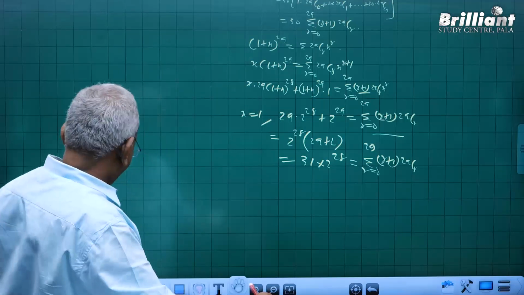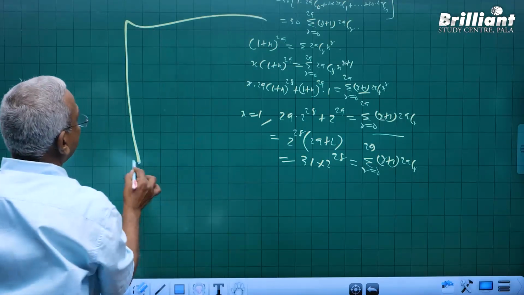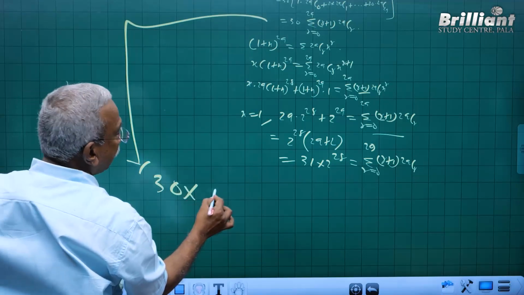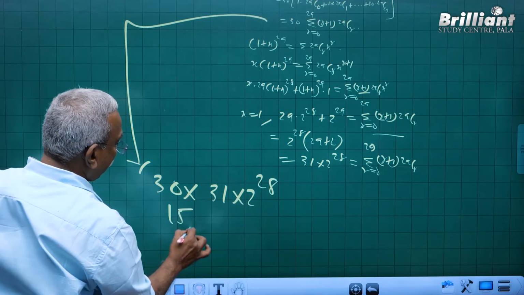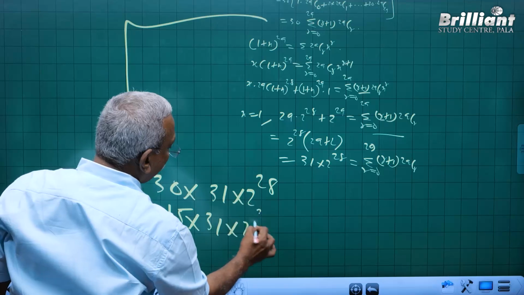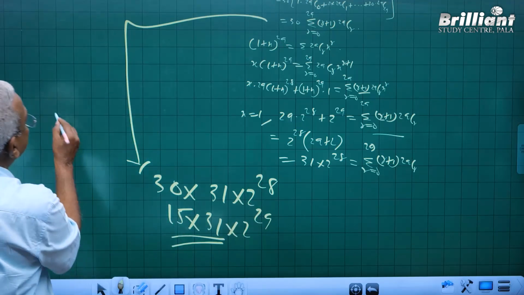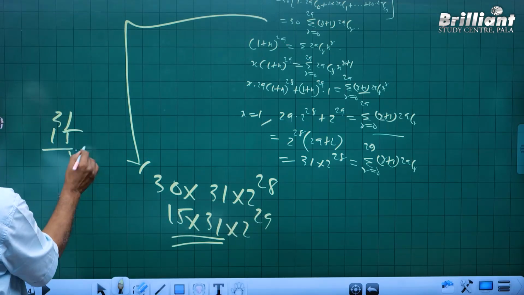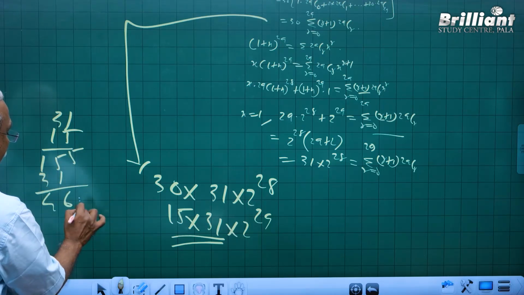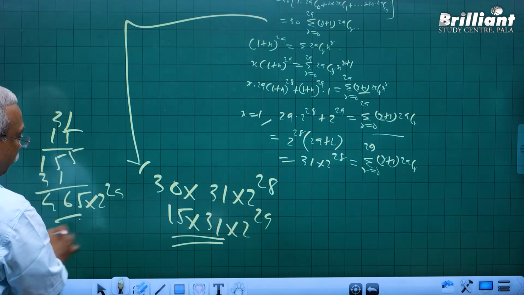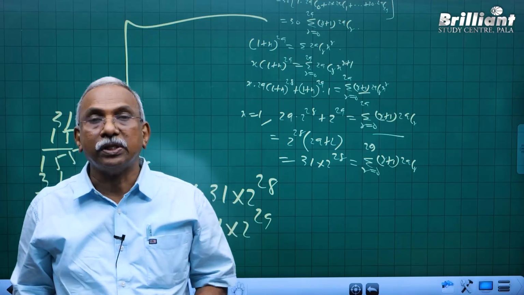So your answer becomes 30 into 31 into 2 raised to 28. So it is 15 into 31 into 2 raised to 29. Then this product 31 into 15 is equal to 465, so 465 into 2 raised to 29. So your requirement is that 465.